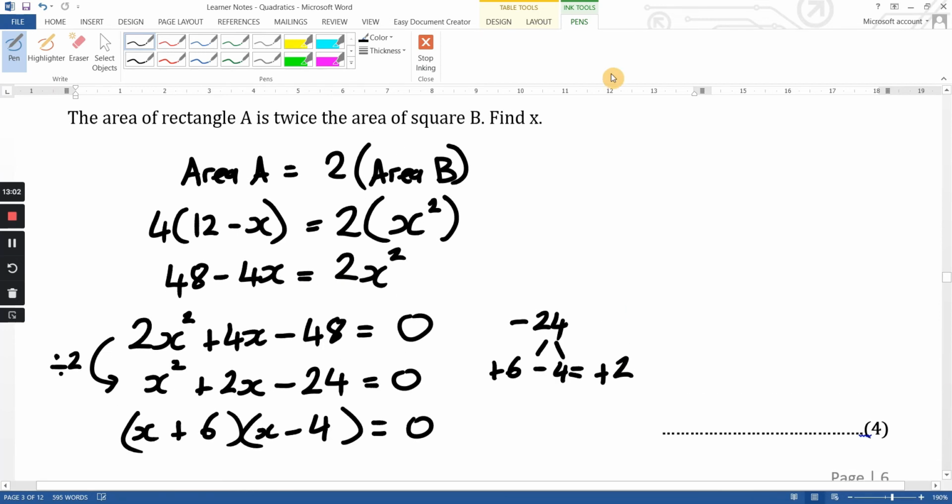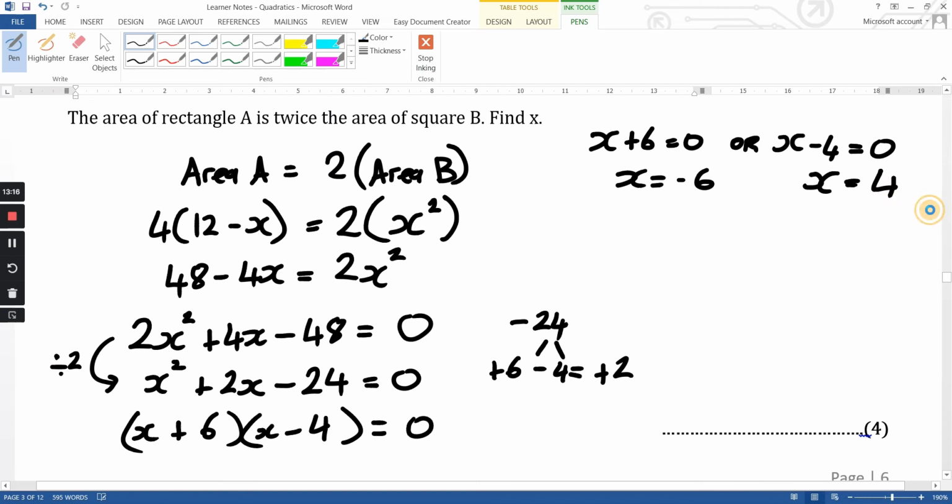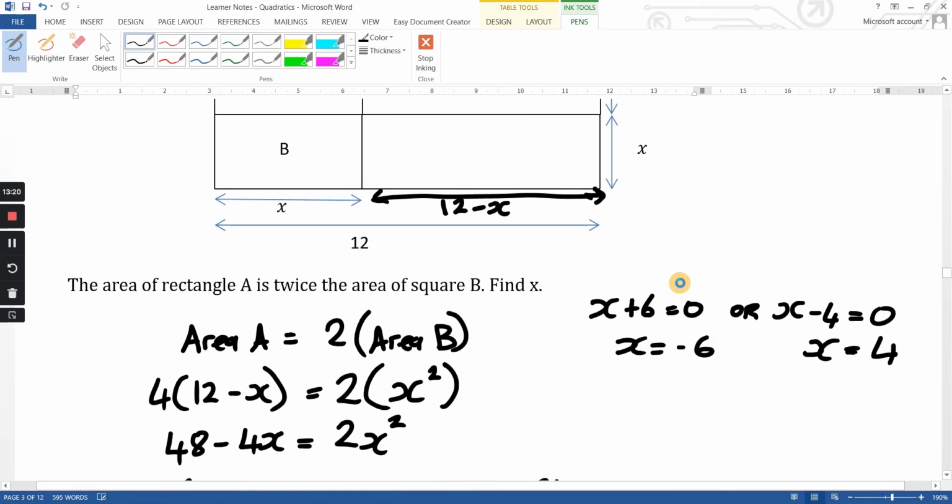Let's carry on over here. So either that equals 0 or that equals 0. X could be minus 6 or positive 4. What was it asking for? Find x.